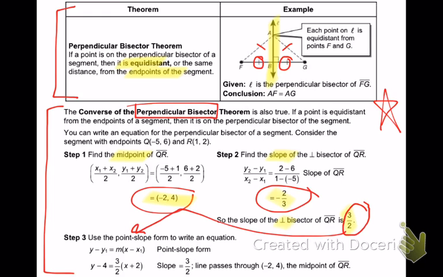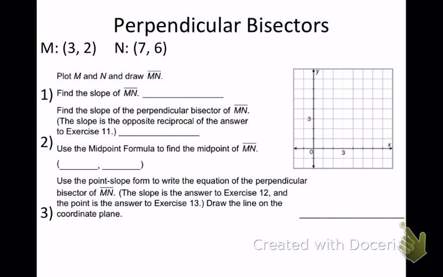So here's what happens. It's all stuff we already know how to do. We know how to find slope already. We know how to find perpendicular slope. And we know how to find midpoint. What we're doing today is putting all of that together to write an equation of a line, which is the perpendicular bisector. Okay? So let's look at number 1 here.